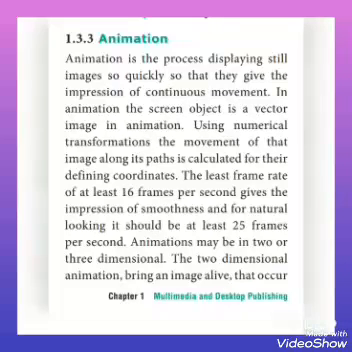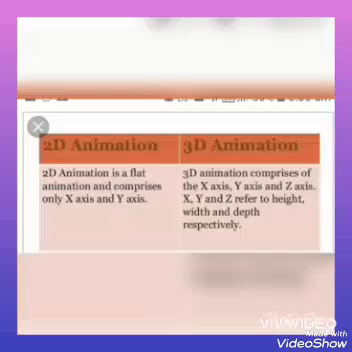Animation is the process of displaying still images so quickly that they give the impression of continuous movement. In animation, the screen object is a vector image. Animations may be of two types, 2D animation and 3D animation. The two-dimensional animation brings an image alive on the flat x-axis and y-axis of the screen, while the 3D animation comprises the x-axis, y-axis and z-axis. X, y and z refer to height, width and depth respectively.